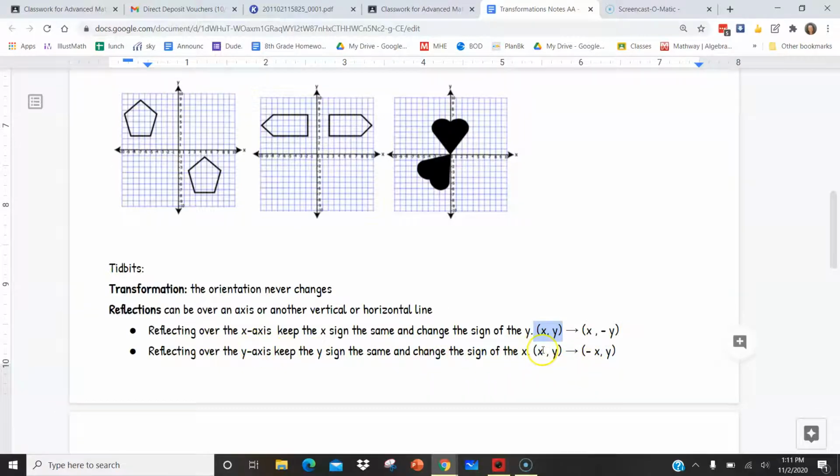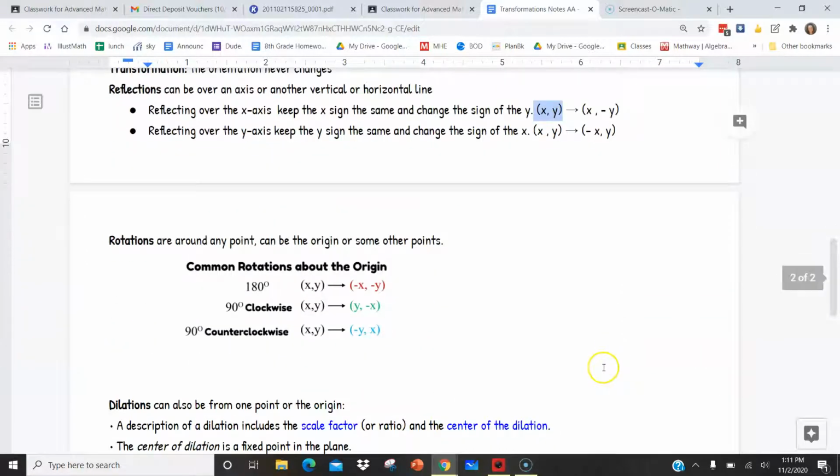So if it was x, y, now it's going to be the opposite. If I was at 5, 7, it's now going to be negative 5, positive 7. Same y's. Now, when I rotate, it's all a little bit different with rotation. They call these things a rule. So if this is called a rule, here's one rule here: x, y goes to the opposite of x, comma, y. Here's my rule for reflecting over the y-axis.